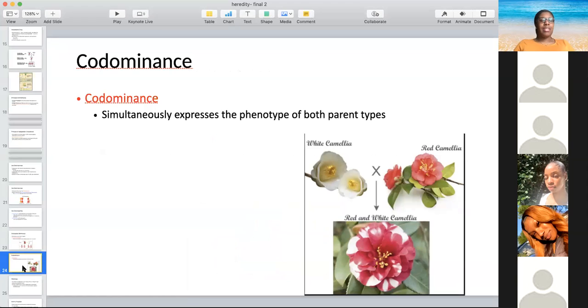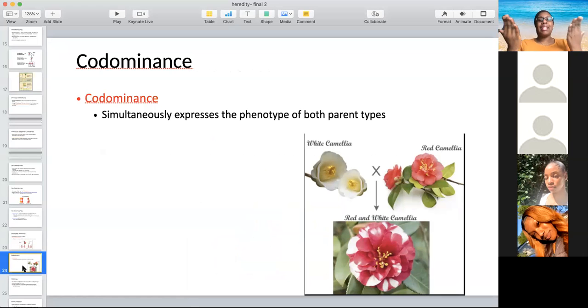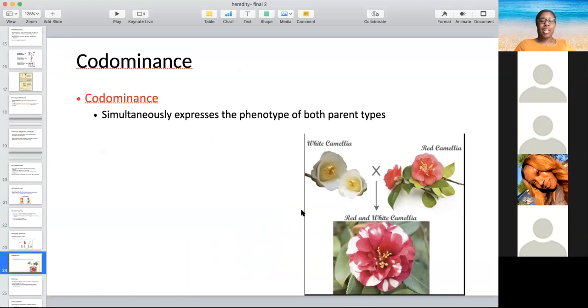Codominance is when there's simultaneous expression of the phenotype of both parents. So the offspring is not going to be a mixture or an intermediate between the two, but you're going to see the simultaneous expression of both parents in the offspring. In this case, we have a white camellia and a red camellia. So that F1 generation is going to be a combination of both red and white, not pink, as we saw with incomplete dominance.